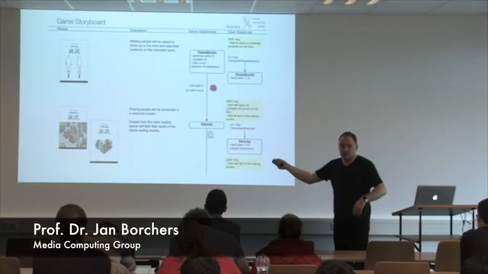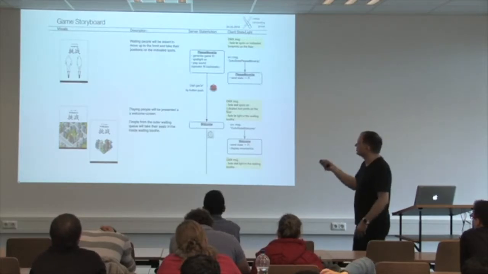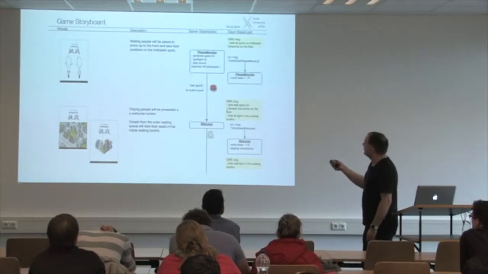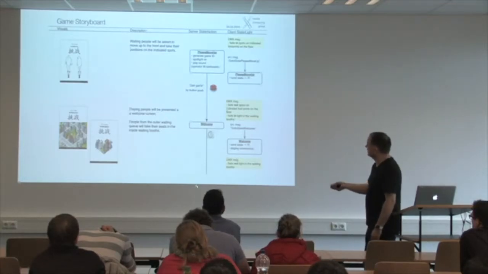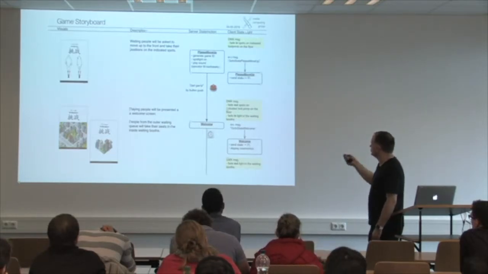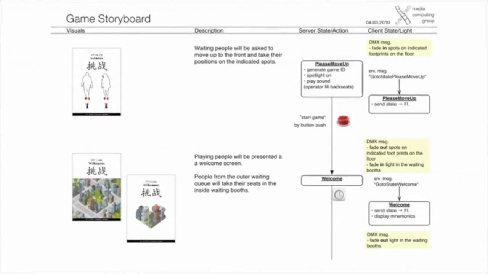be seeing in front of them on the big screen for each stage. Here's a technical or a textual description of what's going on at that part of the game. Here's what the server is doing technically, and the operator input and the reactions by the system. And here's what the clients are doing and how the light is being controlled and faded and so on. So all these things were in this document in one go, and were able to completely describe the gameplay.